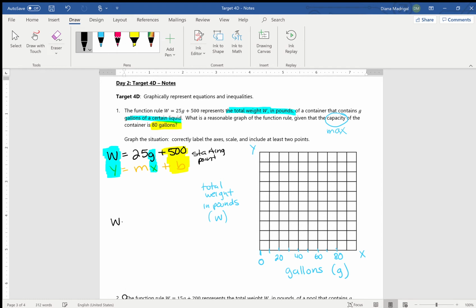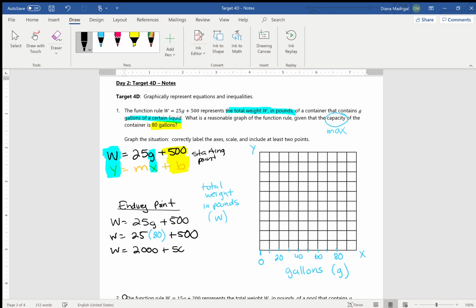So again, I have W equals 25G plus 500 to find out your ending point. This is a way to find your ending point. You need to plug in the max, the capacity, for G. The capacity of G is 80, so I'm going to plug in 80 here. W equals 25 times 80 plus 500. G is the gallons, and the capacity of gallons is 80, so that's why I plug in 80. 25 times 80 is going to give me 2,000.